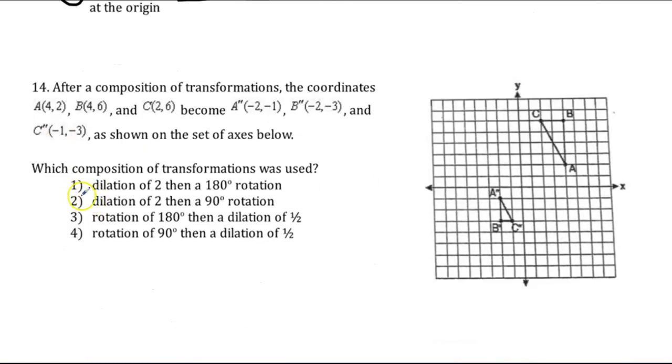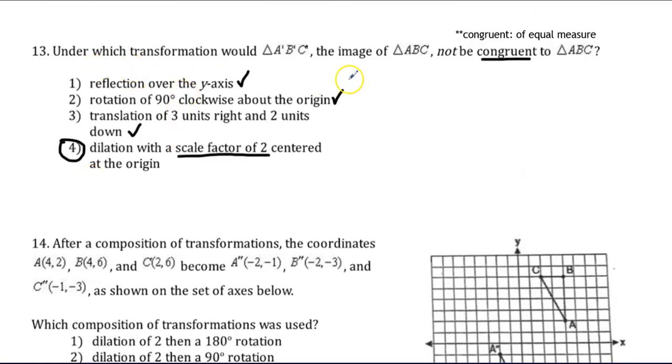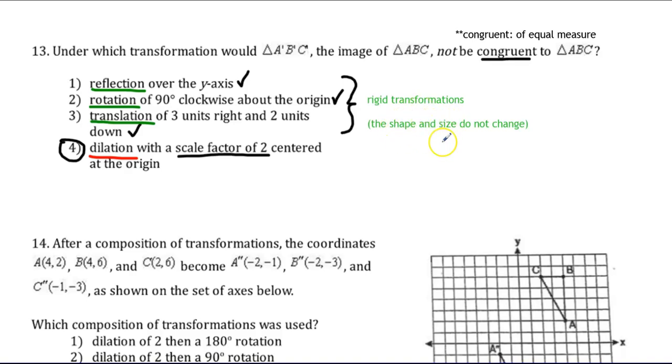All right, looking at question 14, actually, let's talk about this real quick. All three of these, reflections, rotations, and translations, all share the same quality. They don't change the shape or size of the original image, the pre-image, so we're going to call them so-called rigid transformations. The only one that's different in the transformations unit was dilations. Dilations are stretching and shrinking. They do not keep the size the same. The shape stays the same, but the size changes.